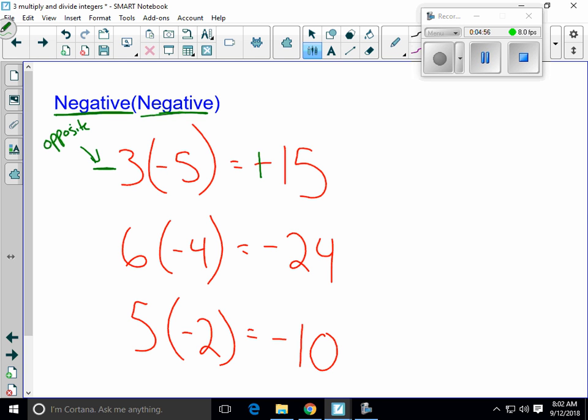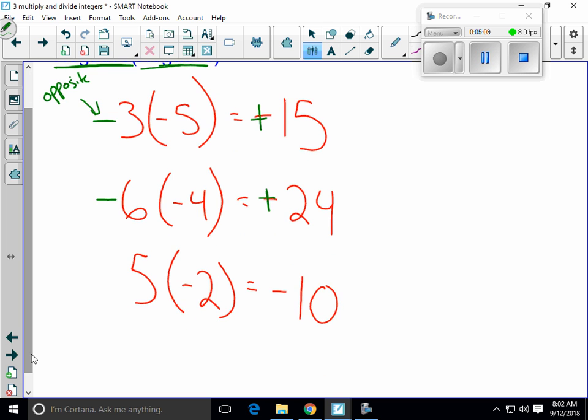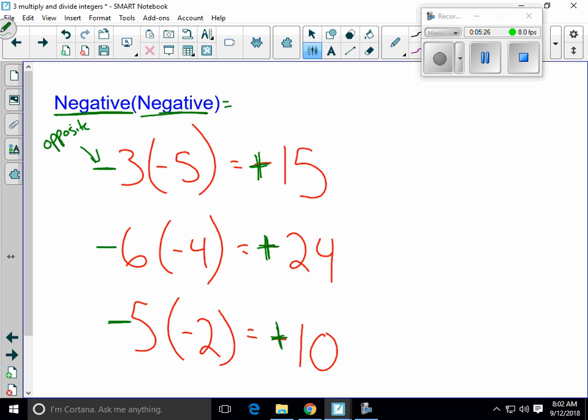6 times negative 4 was negative 24. Negative 6 times negative 4 is going to be the opposite answer for that, so it's going to be positive 24. And last time we did 5 times negative 2, we got negative 10. Well, negative 5 times negative 2 is going to have the opposite answer. Opposite of negative 10 is positive 10. Okay, so check out all these answers. This time they're all positive. So whenever you multiply a negative times a negative, it's always going to give you a positive number. Negative times a negative is always a positive. So when you're thinking about multiplication, you can say that two wrongs do make a right. These negatives, they're both wrong, but in the end, it ends up being positive.